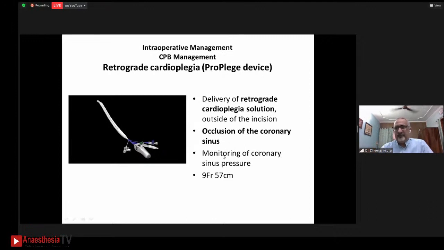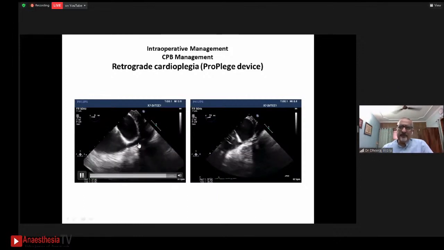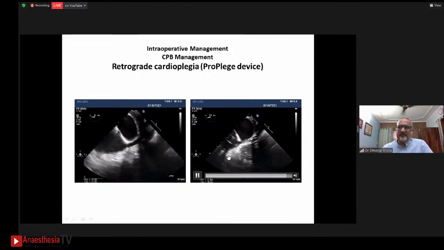It is used for delivery of cardioplegia, particularly for minimal access surgery. Although in routine surgeries we are using a retrograde cannula for every patient, for minimal access surgery we are not using these. Just from the theory point of view, the cardioplegic solution is delivered retrogradely through the coronary sinus, and this is a cannula which is used through the IJV. It's a 9 French, 57 centimeter cannula, used for the occlusion of the coronary sinus, and ultimately to monitor and give the retrograde coronary cardioplegia.